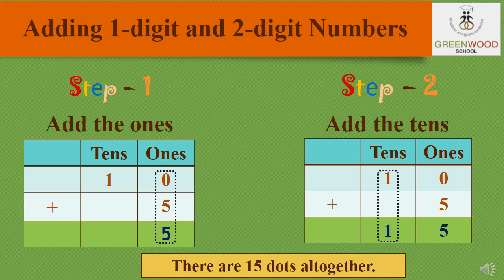So here step 1 is add the ones, that is 0 plus 5. Now do you remember when we add 0 to any number, what is the answer? The number itself. So here 0 plus 5, the answer will be 5. Now we move on to step 2, that is add the tens. Over here we have just one number. Below that nothing is there, so we'll consider it as 0. Now 1 plus 0 means simply 1. Therefore our answer is 15. There are 15 dots altogether.